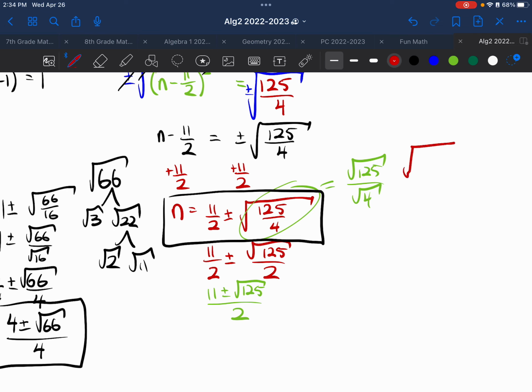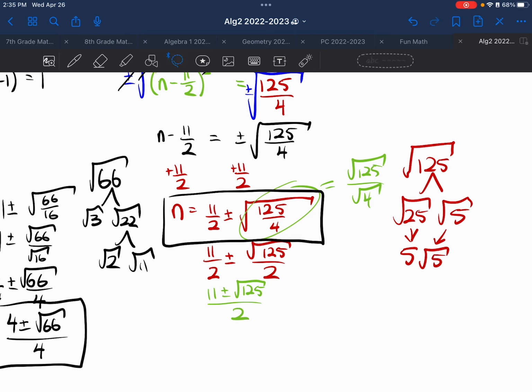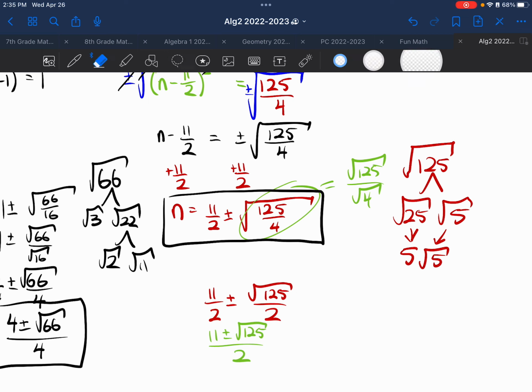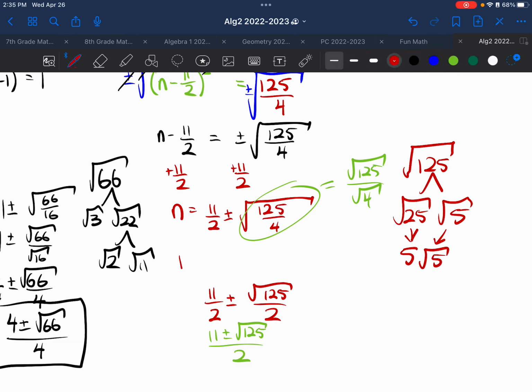I have the square root of 125, and that's going to be the square root of 25 and the square root of 5. The square root of 25 is exactly equal to 5. Don't forget to bring down this square root of 5. And I really need to be turning that into, here, I'm going to move some things down. You all can move down a little bit. And I need to erase my bar here and say that this is going to be n is equal to 11 over 2 plus or minus 5 root 5 over 4.